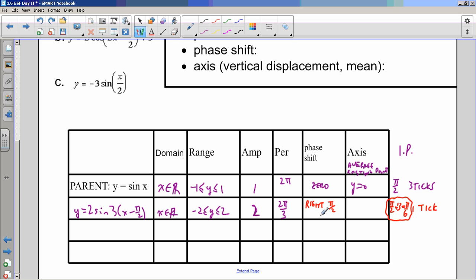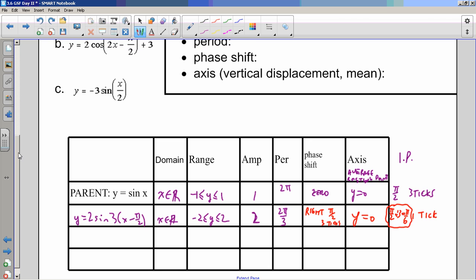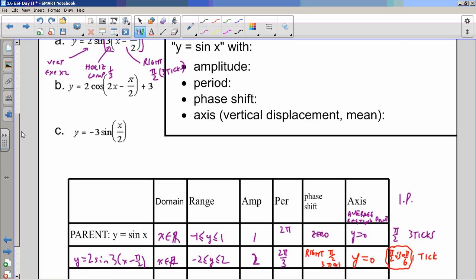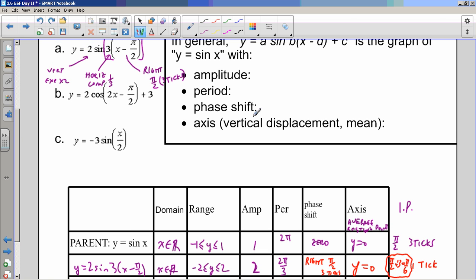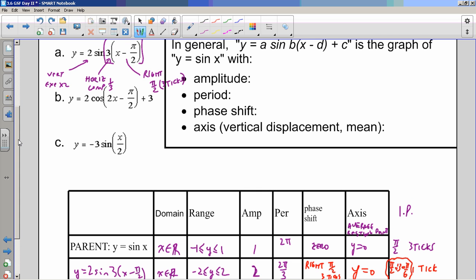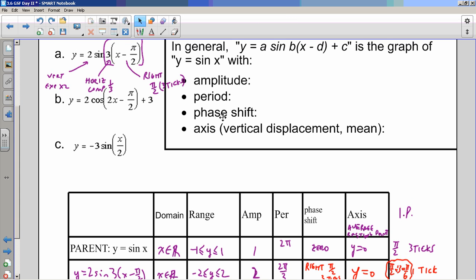And we think of pi over 2 as 3 ticks. What was the axis? Well, we didn't move it up or down, so it's still y equals 0. Okay, well, would it be possible then for you to pick things like the amplitude, period, phase shift, and axis out of any old equation? And can I get all this stuff on here?